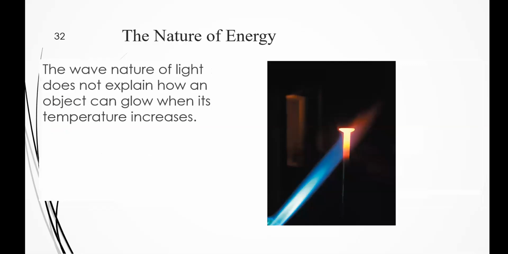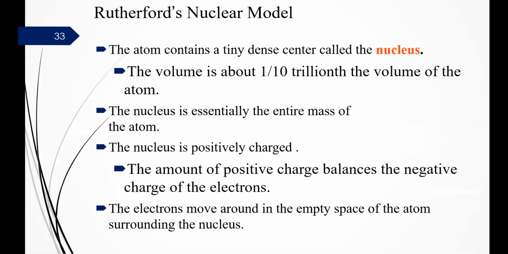And if you wanted to see one, this is an example of how when we increase the temperature, when we heat a nail, that nail starts to give off light. We're going to talk about those a little bit later. But what we do know is our current model of the atom looks like this.